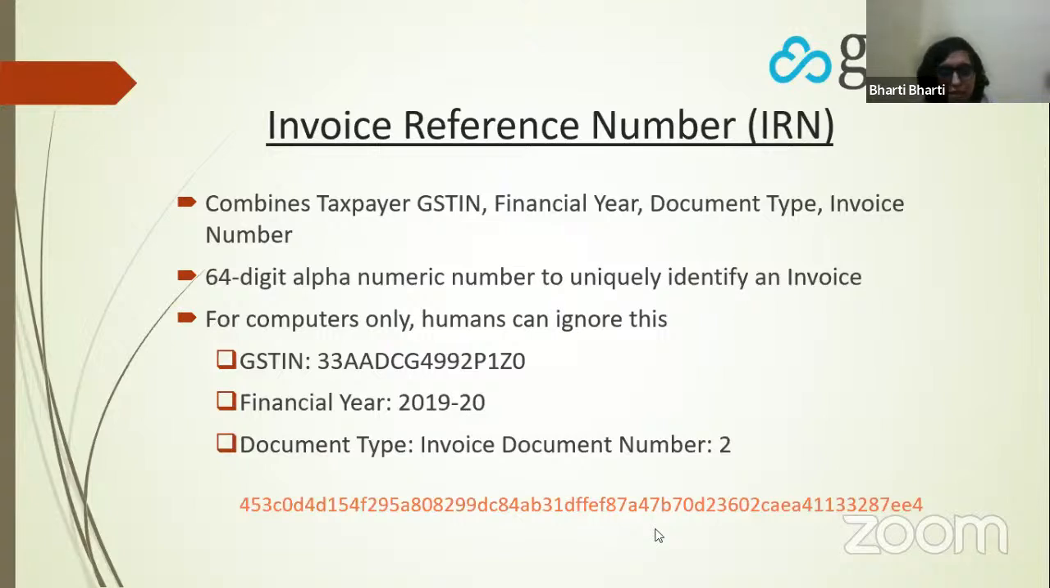So if we take these four details, the GST number, financial year, document type, and the document number, this combination has given us this IRN. So the IRN is unique based on the combination of these four details, that is the taxpayer GST number, financial year, document type, and invoice number.